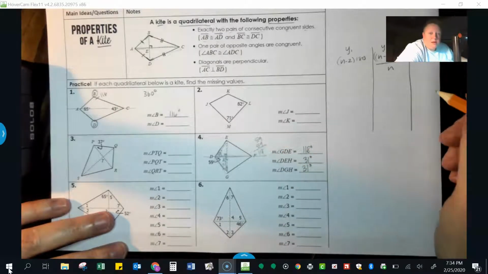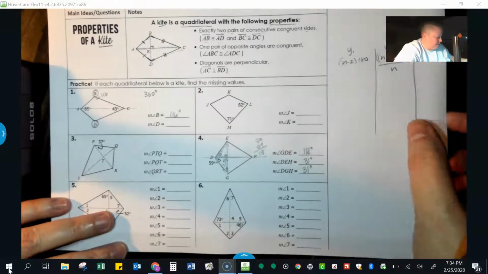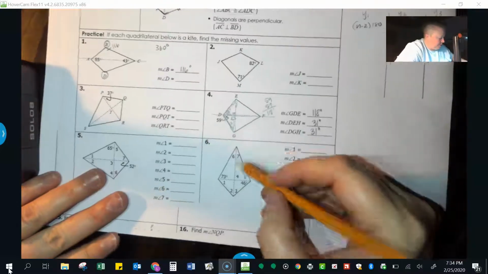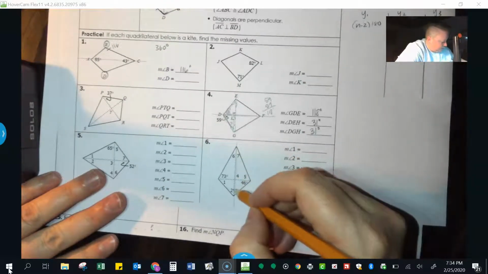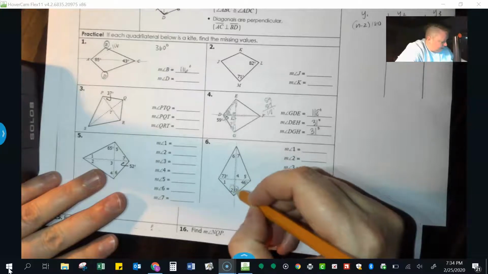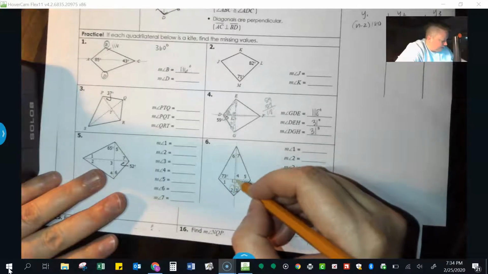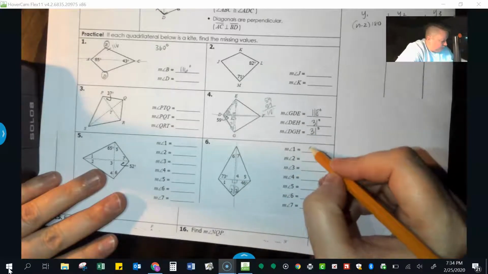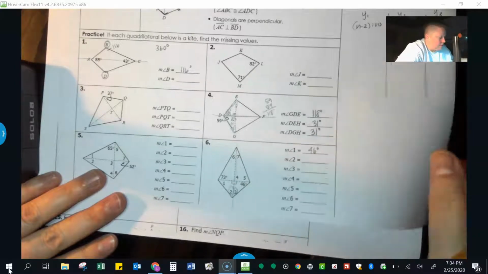Okay, so let's find another one to chip away at. Keep in mind when you're doing these that this is the line of symmetry, which means that this is congruent to this, and then by default, because this is 90, then these two are also going to be congruent. So angle 1 right there is 46 degrees. All right, you're welcome for that freebie.